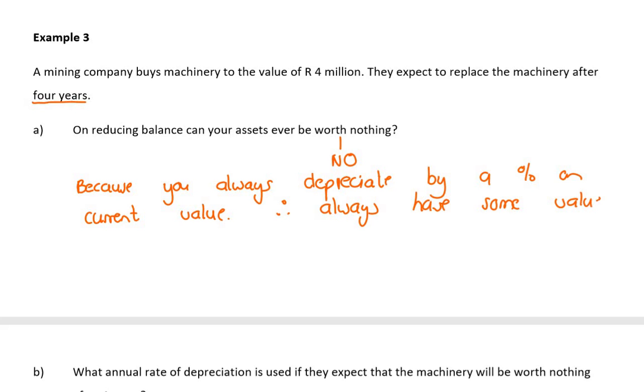So if you depreciated by 10%, you would still have 90% left over. Now eventually that becomes smaller and smaller and smaller, but you'll never get to zero, because you will always have 90% left over if you decreased by 10%. So you'll always have some value left over.